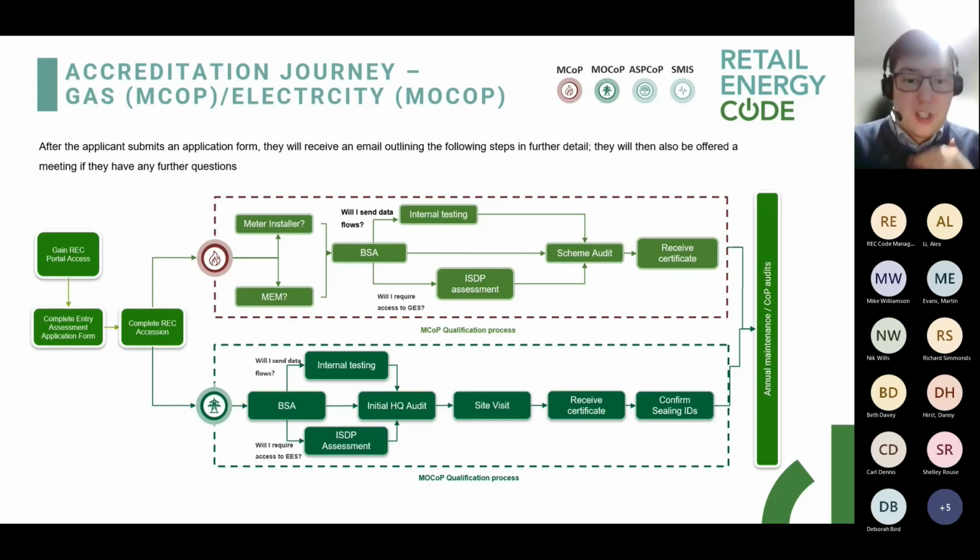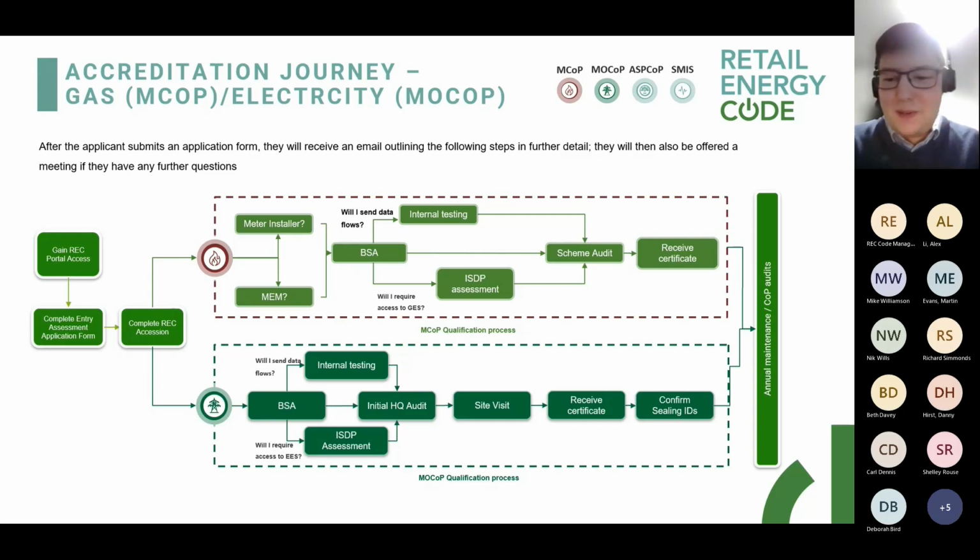So if we please move on to the next slide, I think we're going to start by talking through a bit more the application journey for the MCOP, so that's gas meters, and MOCOP, which is electricity meters. The first few steps will be the same as before, which are raising an application through the REC portal, completing the REC accession, and then filling out a business solutions assessment form, so we can gain a better idea of your business model and structure. After that, for both of them, there will be an office audit of documentation and policies. There'll also be a site audit of your engineers' work to ensure that they're working in line with your company's policies and with the REC requirements and working safely. So hopefully after both audits and compliance, we'll issue you with a shiny accreditation certificate.